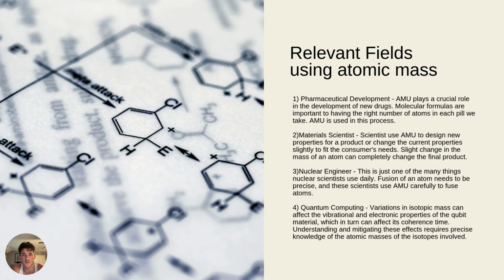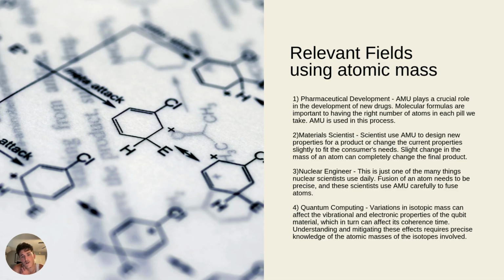Nuclear engineer. This is just one of many things nuclear scientists do daily. Fusion of an atom needs to be precise, and these scientists use atomic mass carefully to fuse atoms. Fusing atoms is crucial for scientists for the simple reason that whenever you combine atoms, you create a new substance. With these new substances come new products. So everything needs to be interconnected correctly and precisely.